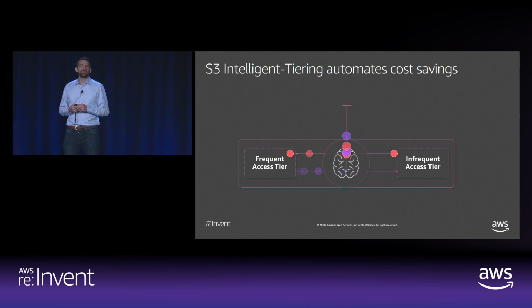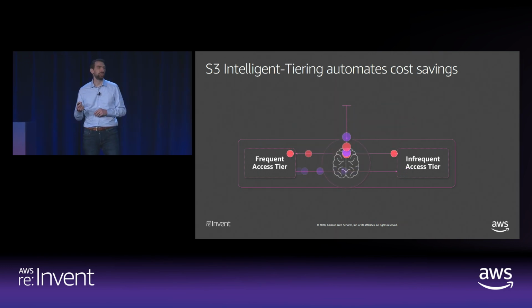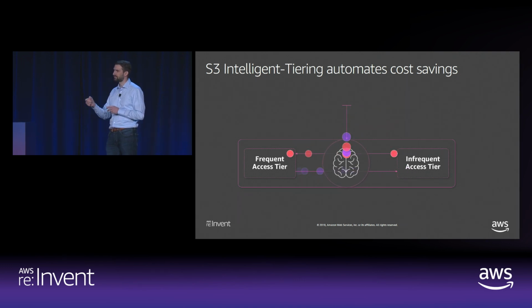S3 Intelligent Tiering has 2 access tiers. One is optimized for frequent access, and the other one is optimized for infrequent access. And we created this storage class so that customers save costs automatically when access patterns change. And the really interesting thing about this is there's no performance impact moving from one access tier to the other access tier. It's the same performance as in S3 Standard. It's milliseconds latency. It's a high throughput.